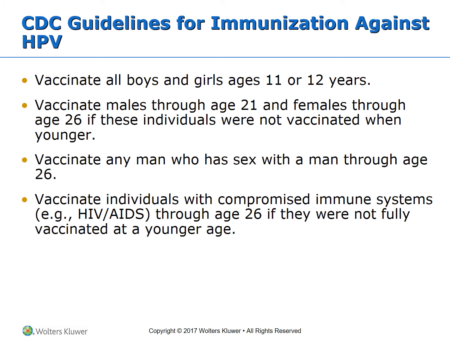And last but not least is our CDC guidelines for immunizations against HPV. All boys and girls ages 11 or 12 should be vaccinated. We should vaccinate males through age 21 and females through age 26 if these individuals were not vaccinated when they were younger. We should vaccinate any man who has had sex with a man through age 26, and vaccinate individuals with compromised immune systems, such as if they have HIV or AIDS, through age 26, if they were not fully vaccinated at a younger age.